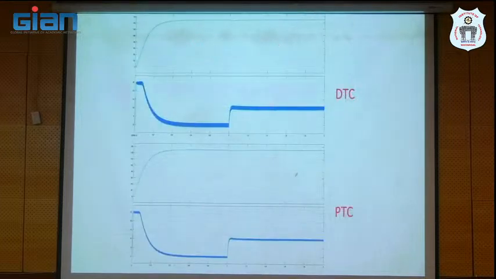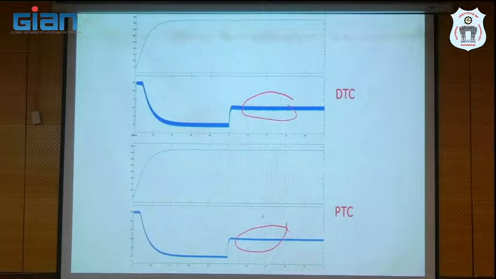This is about the results of the DTC and MPC cases. Observe the torque generated by the DTC and the torque produced by the MPC method. This is one of the methods under MPC, called the predictive torque control method, or PTC. Now you can observe the advantage of PTC. Observe the steady state response.